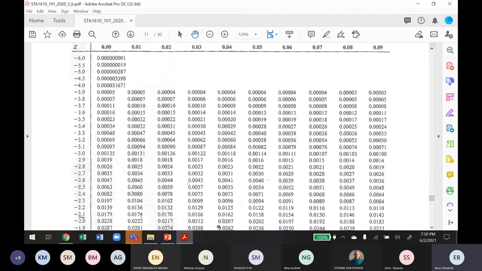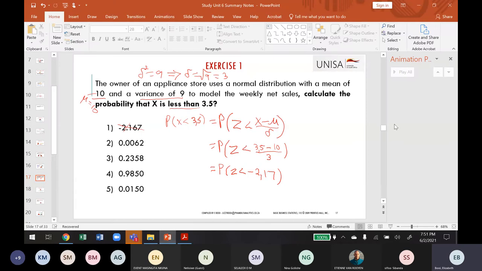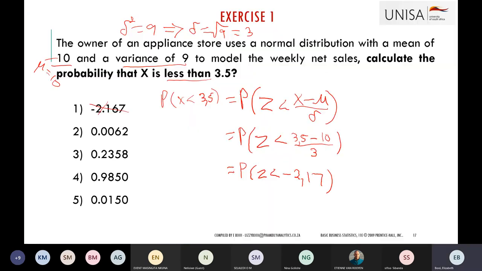Okay, so we're looking for the probability of Z less than 2.17. So it's 2.1, and we need to go to the end of the table, 6. The probability we're looking for is 0.0150. That's the probability that we're looking for, and that is the answer. So this will be 0.0150.